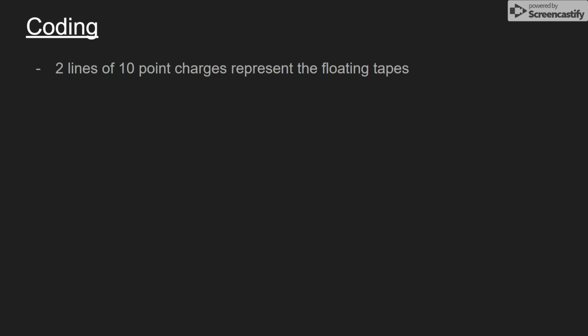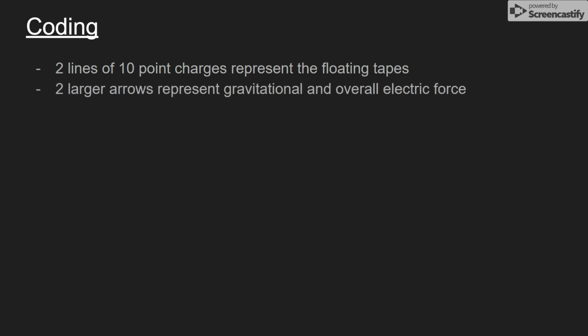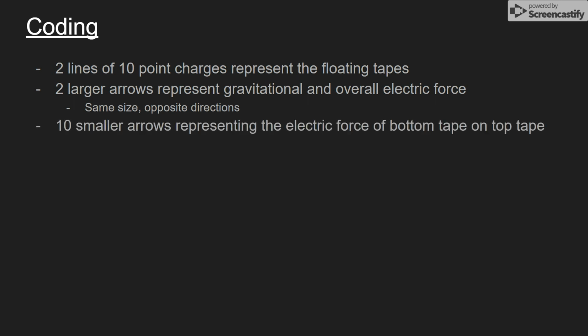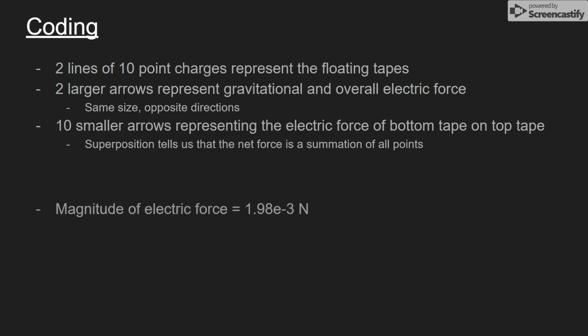And the coding in this experiment included two lines of 10-point charges that represent the floating tapes, and two larger arrows representing gravitational and overall electric force, which are the same size but opposite directions, as we'll see. 10 smaller arrows representing the electric force of the bottom tape on the top tape, because of the superposition principle, which tells us that the net force is a summation of all the points elsewhere, or the bottom tape.